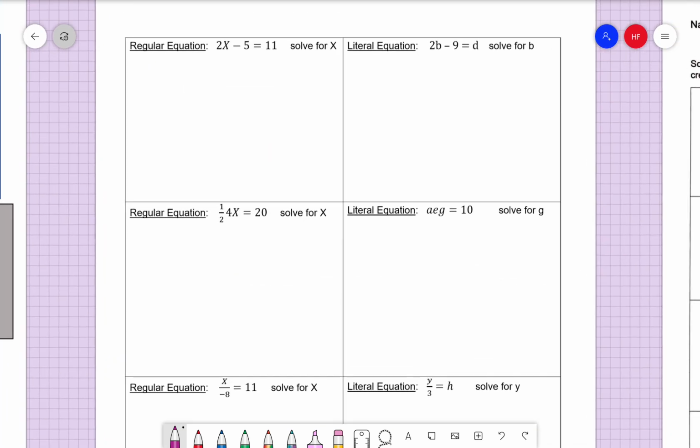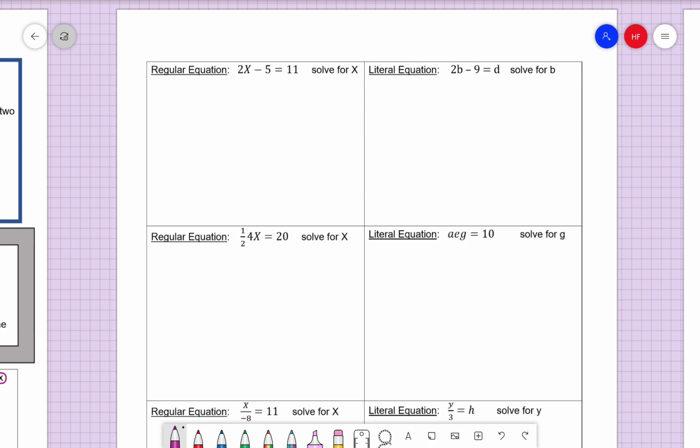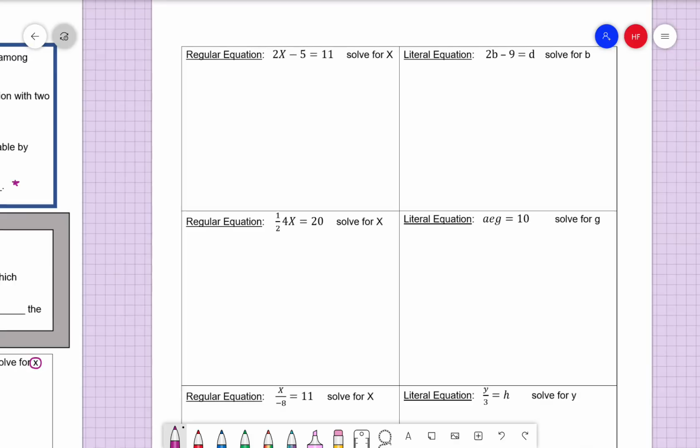So now let's move on to the next page. We have a regular equation, 2x minus 5 is equal to 11, and we're solving it for x. So I want to get this x by itself. Now we have more than one step, so I'm going to get rid of that constant first. Those two will cancel out. Then 2x is equal to 11 plus 5 gives me 16.